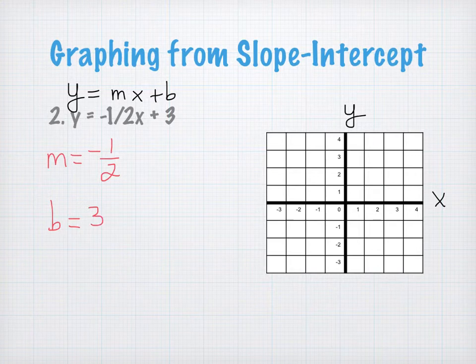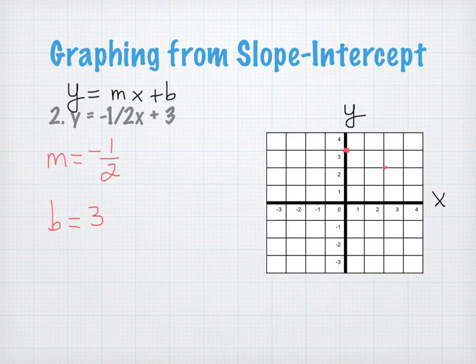So moving over to our graph, again starting on the y-axis, I will go up 3 and put a point. Now to get my next point, from where y is 3, I'm going to go down 1, right 2. Because the slope's negative, I went down 1, right 2, put a point.